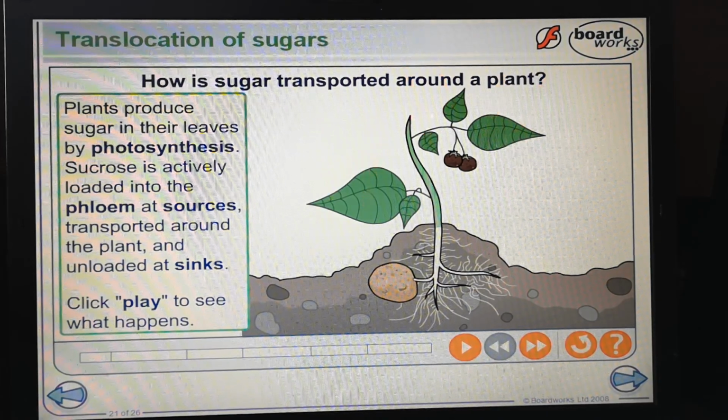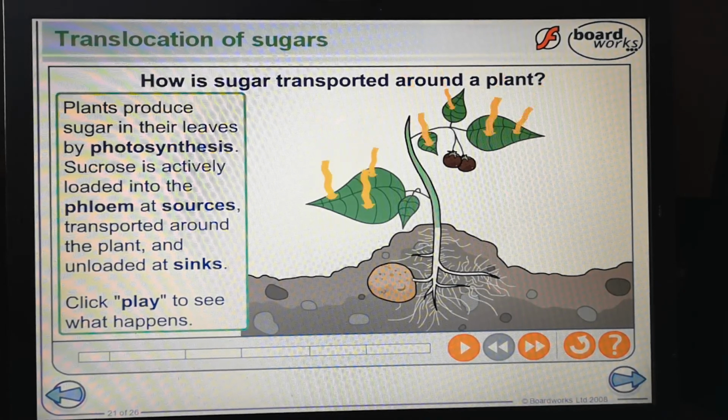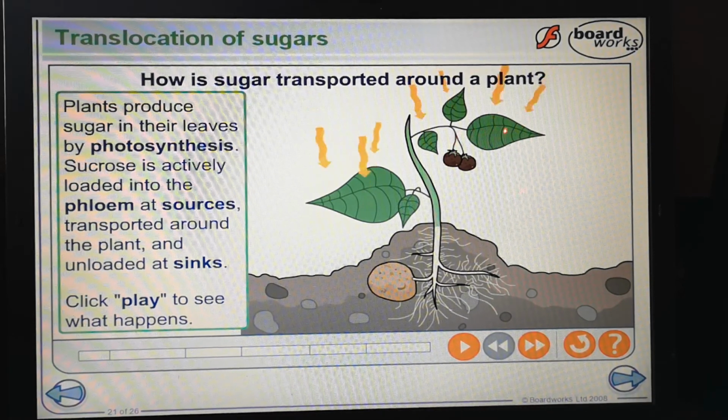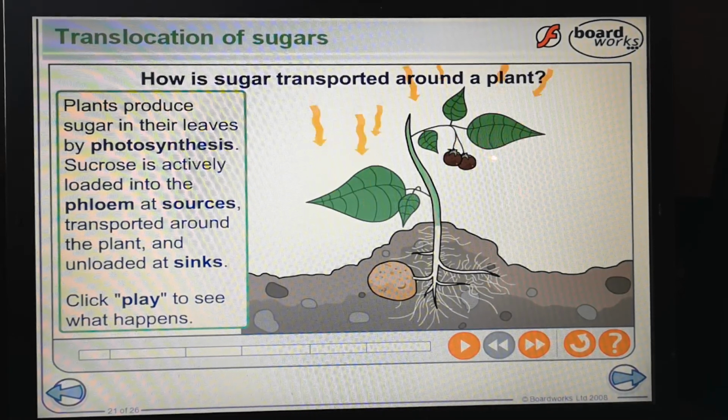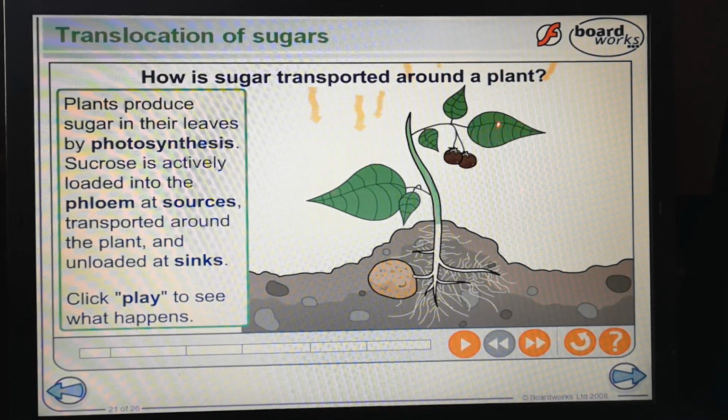Translocation is the topic. A couple of keywords you need to know before we start. First of all, you need to understand that this here is a plant, which hopefully you do, and we've got the leaves. These are going to be the source. What I mean by the source is that is where the sugars are being made.